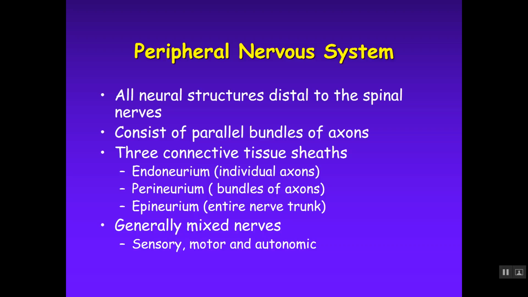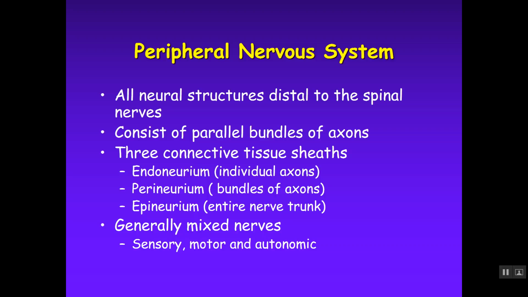What are we talking about? All those neural structures distal to the spinal nerves. Once the spinal nerve comes together, those rootlets and the spinal nerves go out, that's what you consider your peripheral nervous system. It consists typically of these parallel bundles of axons that are in these nerves. Once the sensory, motor, and autonomic parts come together, the peripheral nerves typically contain motor, sensory, and autonomic fibers once you get out past those spinal nerve roots.